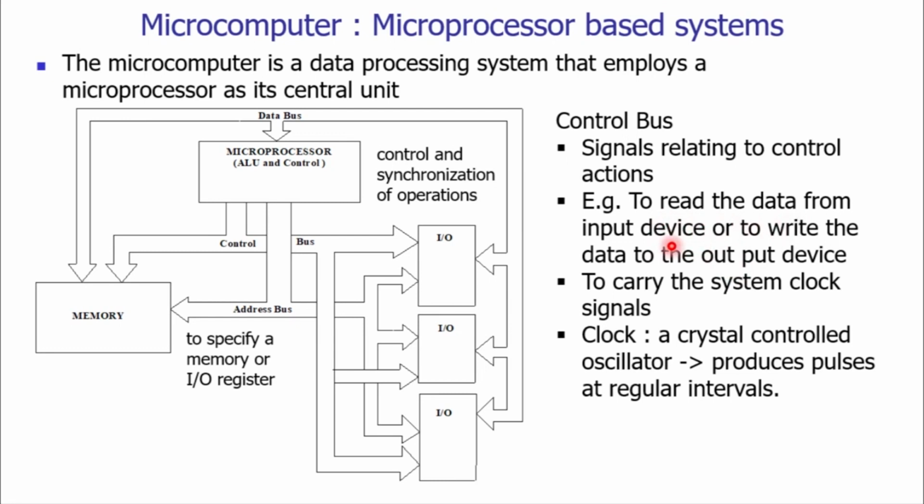It's basically the function of the microprocessor: read the data, so it is controlling this operation, and write the data to the output device. And these controlling operations would be carried out based upon a clock. The clock is nothing but a crystal controlled oscillator, which we have already seen in our previous lectures. It produces pulses at regular intervals, and based upon the clock signals, the control bus operations would be carried out by the microprocessor.